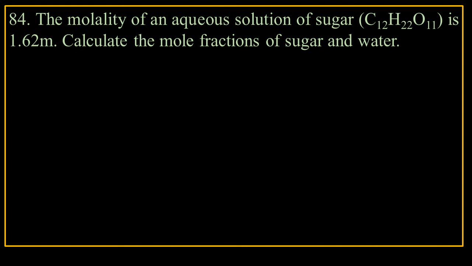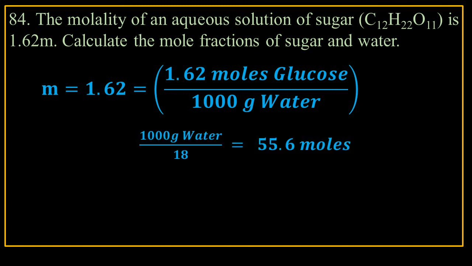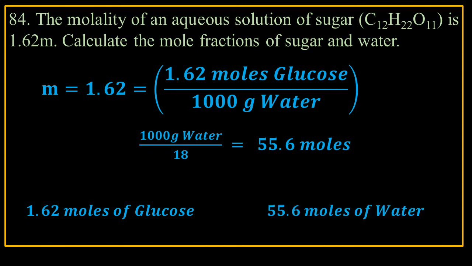The molality of an aqueous solution of sugar is 1.62. Calculate the mole fraction of sugar and water. So it's going to be 1.62 moles of sugar over 1,000 grams of water. That's what 1.62 molal means. So the number of moles of water is going to be 55.6 moles of water. So it's going to be 1.62 divided by 1.62 plus 55.6, which is going to be the mole fraction of the glucose.